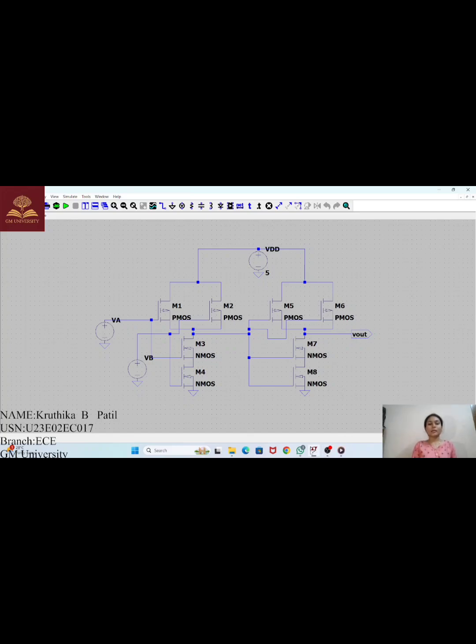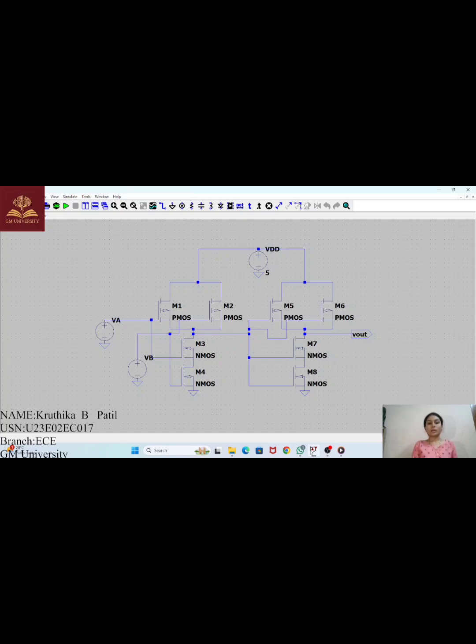To build the AND gate using CMOS technology, we are using only NAND gates. In the NAND gates, we are using two PMOS and two NMOS. The PMOS are connected in parallel and the NMOS are connected in series. The output of the first NAND gate is connected to the second NAND gate as the input, and the second NAND gate output is the final output.